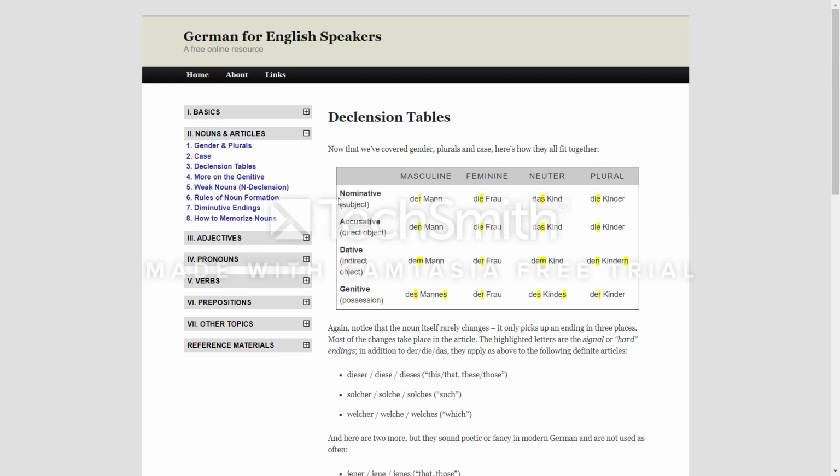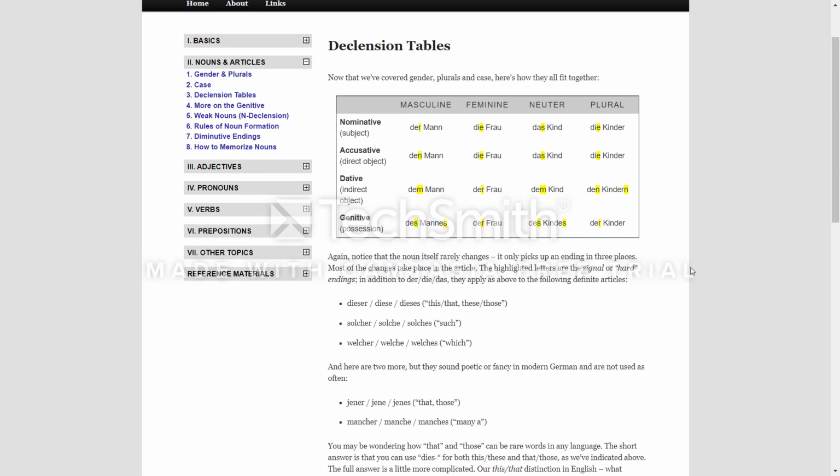So here we have the definite article table. The word the, or this, such, which, yonder, many in English. First thing to note is that the masculine nominative is always taking an R, the feminine is always taking an E on the end, the neuter is always taking an S, and the plural is always taking an E as well. And this is a common pattern.